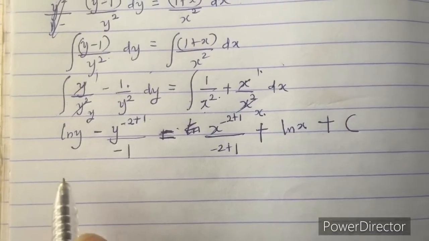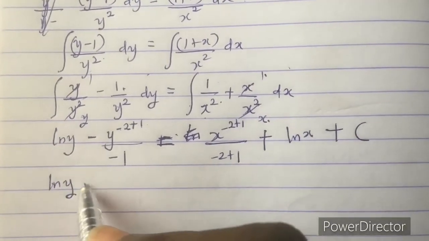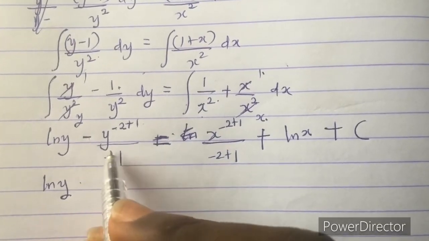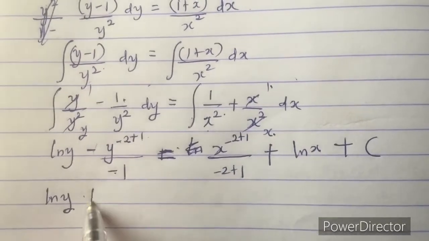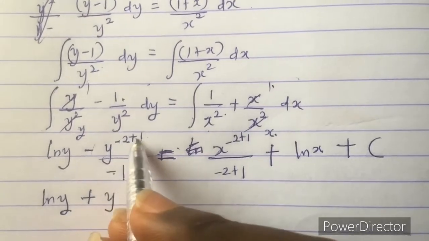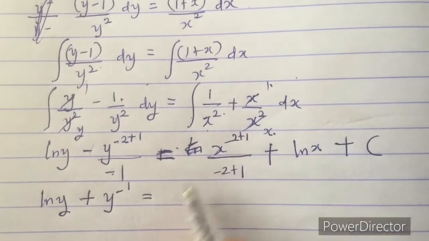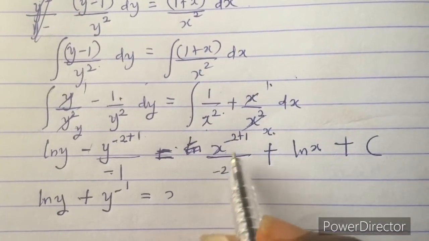And after that, let me just write everything very well. Then ln y, minus and minus will be plus y raised to power minus 1, equals our x raised to power minus 1.